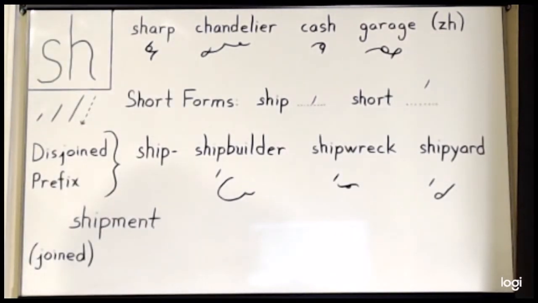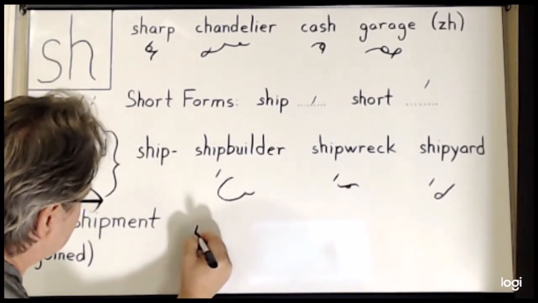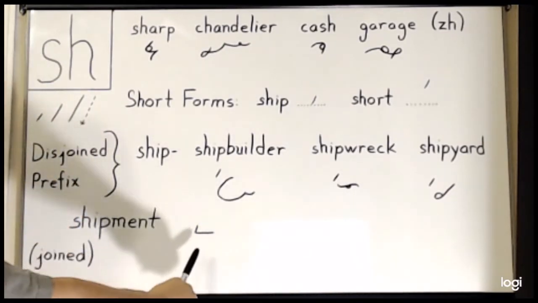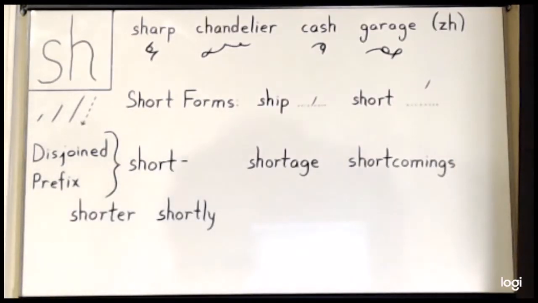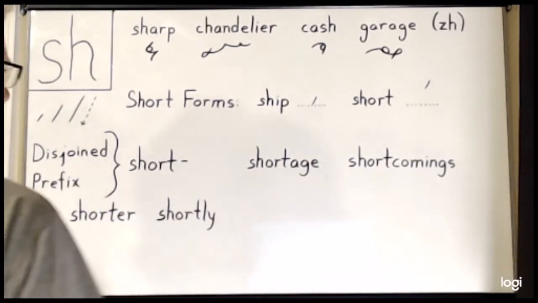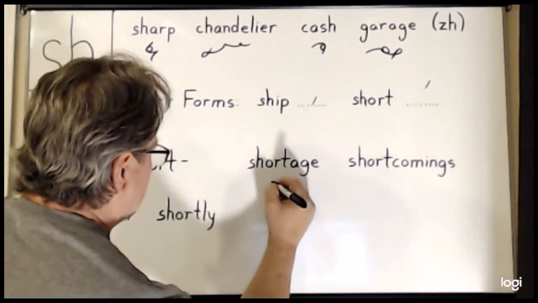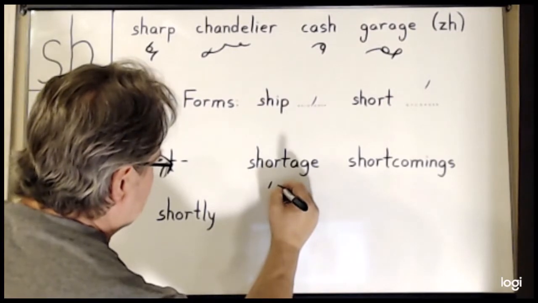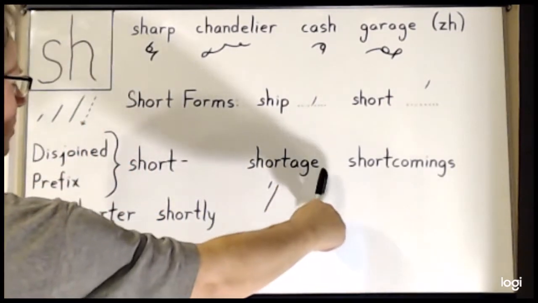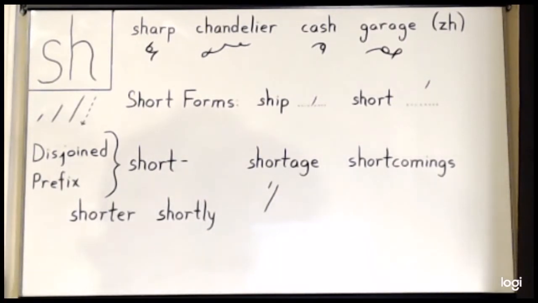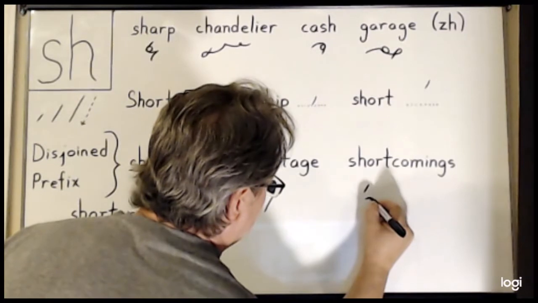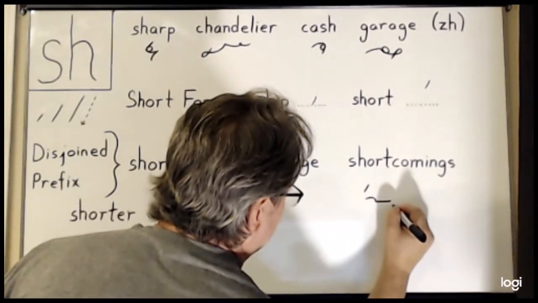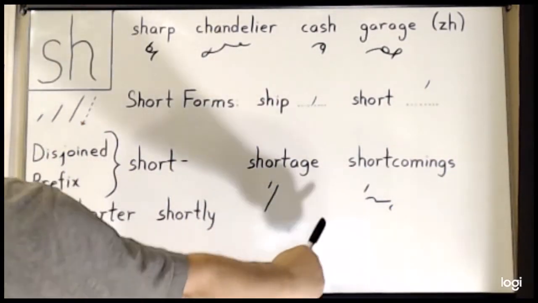Now the only time that ship is actually joined as a prefix is in the word shipment, which is S-H-M. M standing for the joined suffix ment in shipment. And for the disjoined prefix short, we'll start with the word shortage, which is the SH for short, and then the J for the AGE sound in shortage. For shortcomings, write the SH for short, and then comings will be the K, M, a disjoined left S at the end for ings in shortcomings.